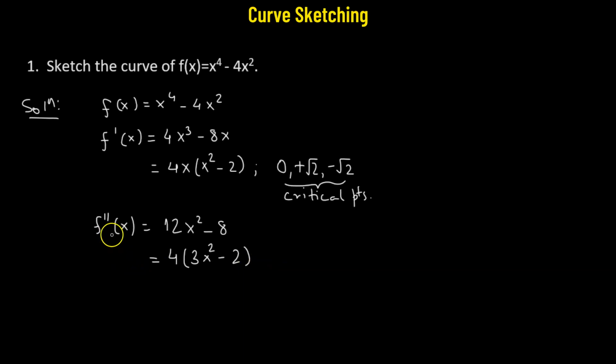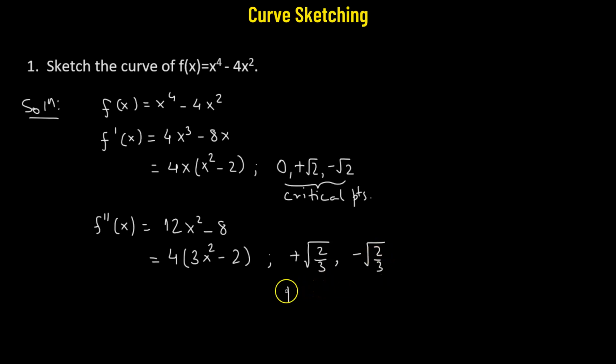Then if we set the second derivative equal to 0 and solve this equation, 4 times 3x squared minus 2 equals 0, we will get the values of x as plus square root of 2 over 3 and minus square root of 2 over 3.